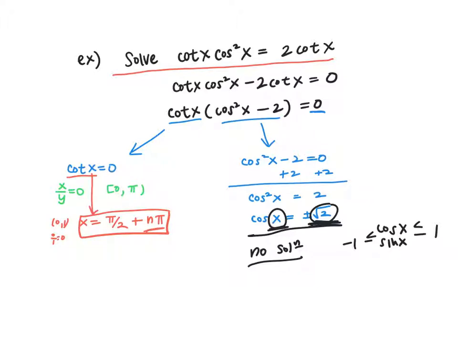Therefore, your final answer is just this here: pi over 2 plus n pi.